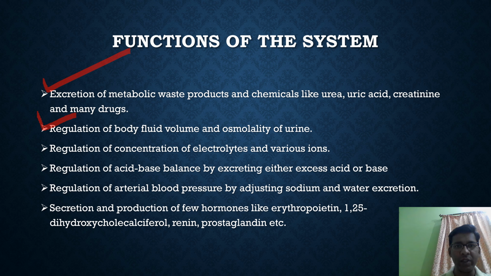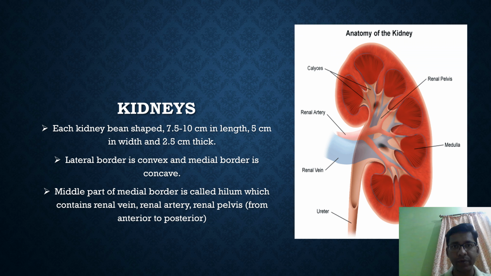Third point is regulation of concentration of electrolytes and various ions, specifically the sodium and potassium ions. Regulation of acid base balance by excreting either excess acid or base. Regulation of arterial blood pressure by adjusting sodium and water excretion, and secretion and production of a few hormones like erythropoietin, 1,25 dihydroxycholecalciferol, renin and prostaglandin. These are the functions of the urinary system.